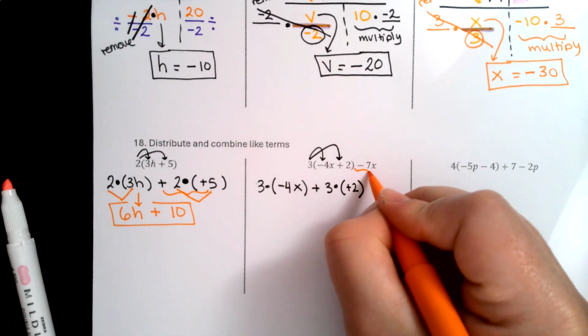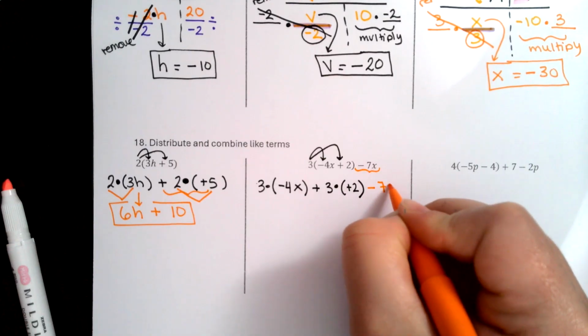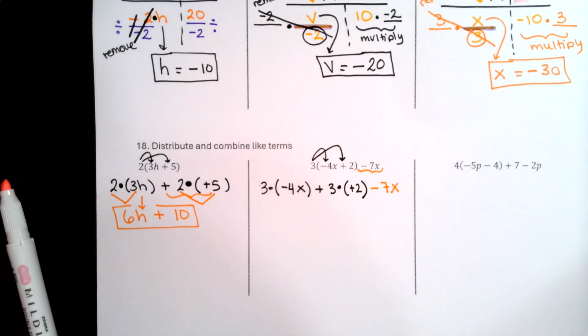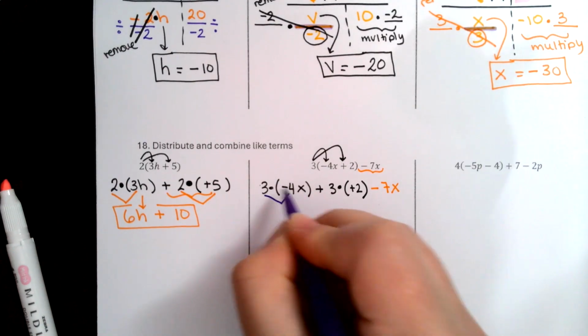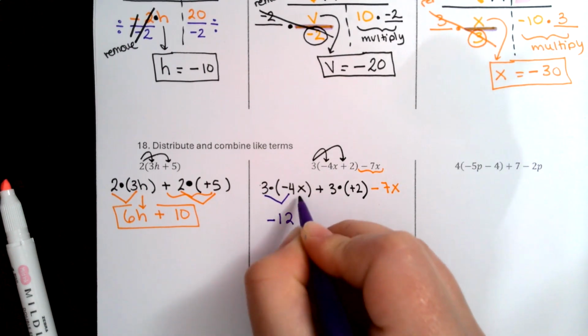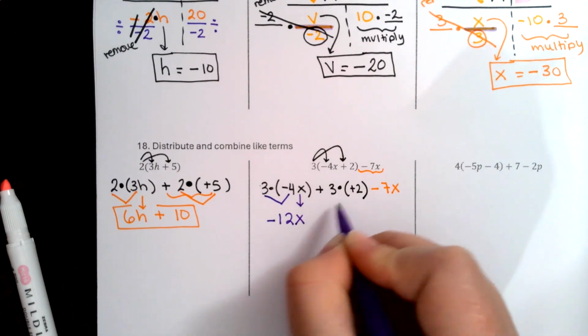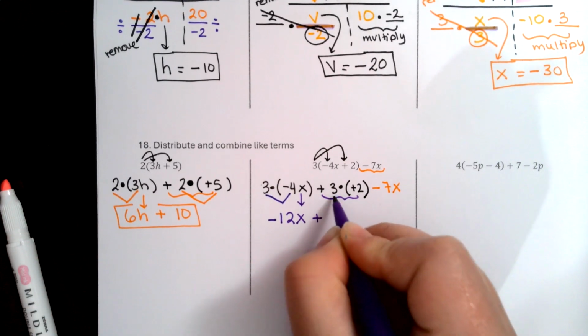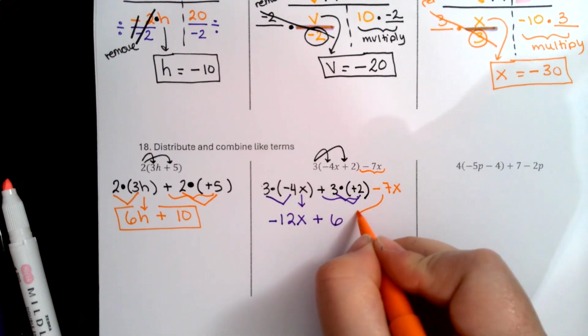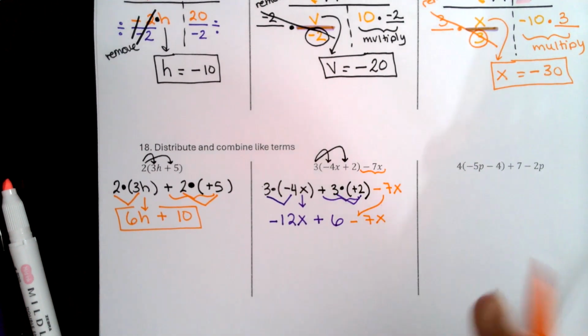Notice that we have this negative 7. We just copied that negative 7x down here. All right, let's go ahead and multiply. 3 times negative, so same or different, different. 3 times 4 is 12. Do I have a letter? Yes, it is x. Same or different, same. 3 times 2 is 6. And we still have that kind of leftover negative 7x at the end.